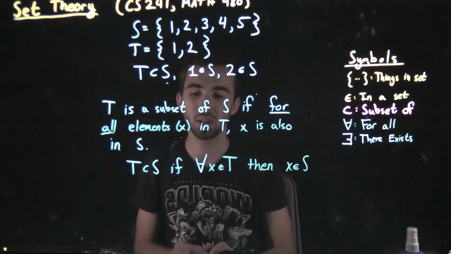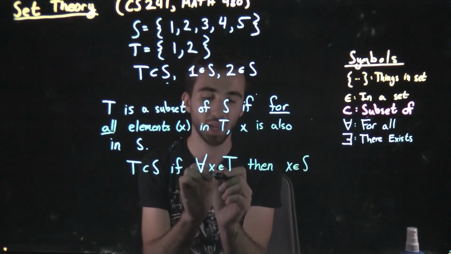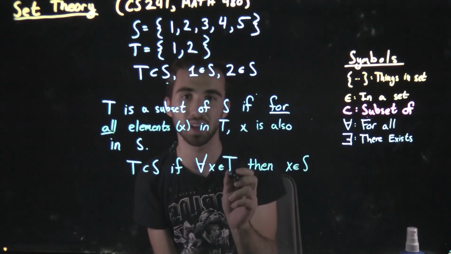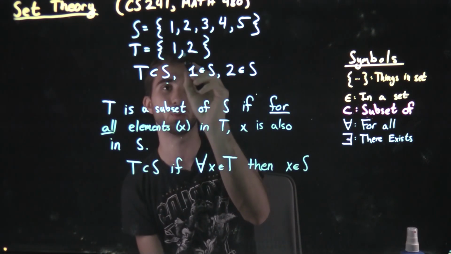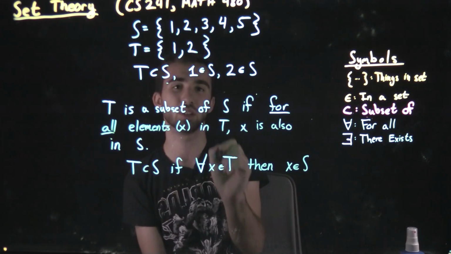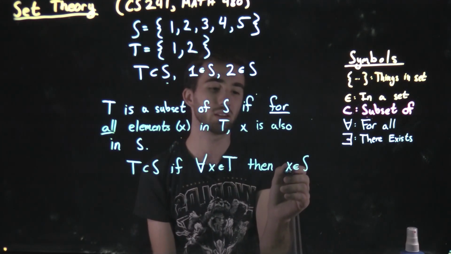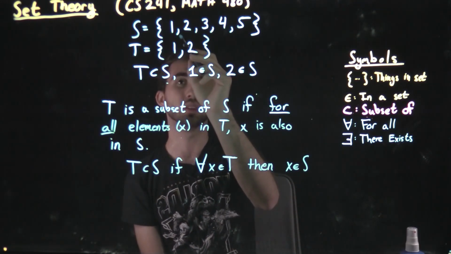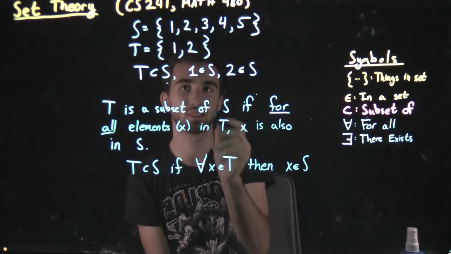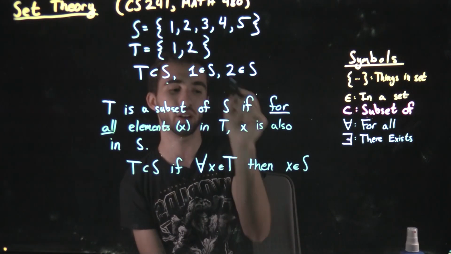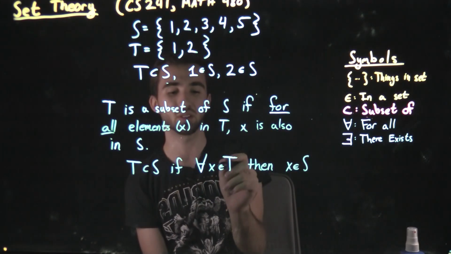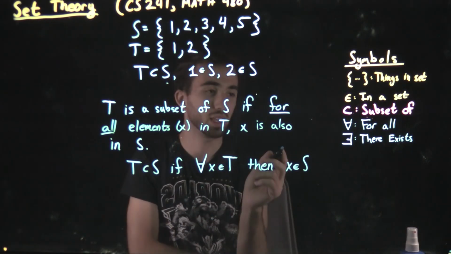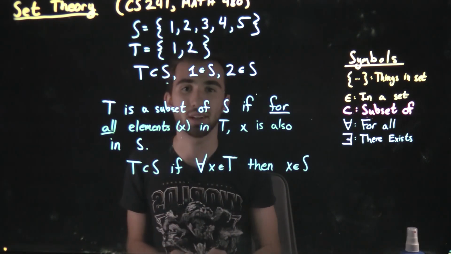Right? So what does this mean? If we pick an X, and we pick any X, and we pick every single X, right? We go down the list, we say 1 is X, and then we say 2 is X. Then we can find that X, whatever we pick it to be, at that point in time, is also inside of S. So we go down the list, we say 1 is in S. Yeah, that's true. 2 is in S. That's also true. That means that T is a subset of S.